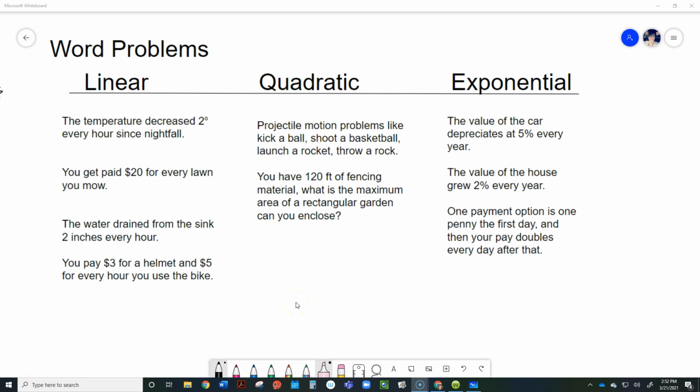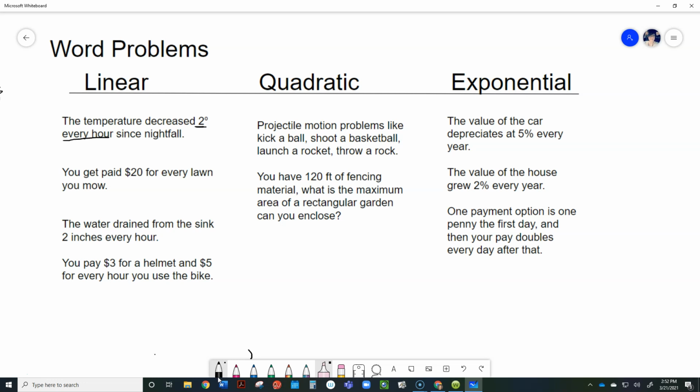So the last thing we're going to compare and contrast are going to be the word problems that you see when you were working with linear versus quadratic versus exponential. These you should be experienced with. In linear, you're going to have this constant rate of change, and remember, it's going to happen on a constant basis.